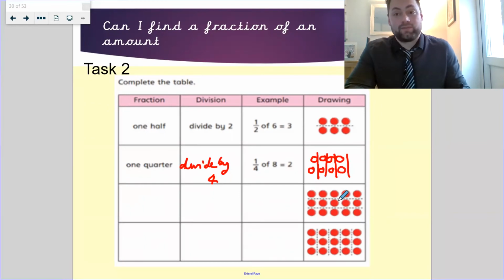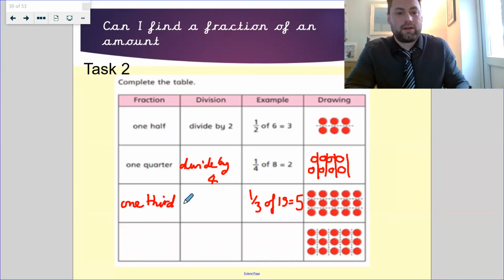Okay, so the next one here, we're going to have to work backwards. So how many counters do we have altogether? We've got 15. We can see that in our example here, we've split them into 3 groups. So we're looking for a third of 15. And how many do we have in each of these groups? We have 5. So what have we divided by? So our fraction is 1/3, and we've divided by 3.